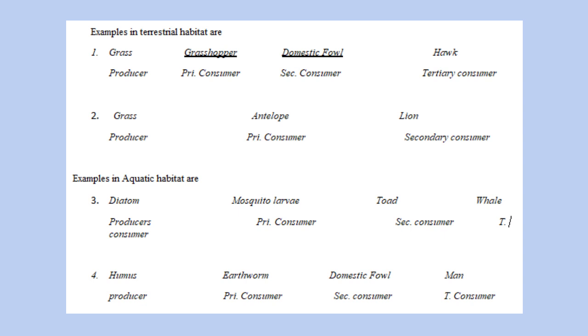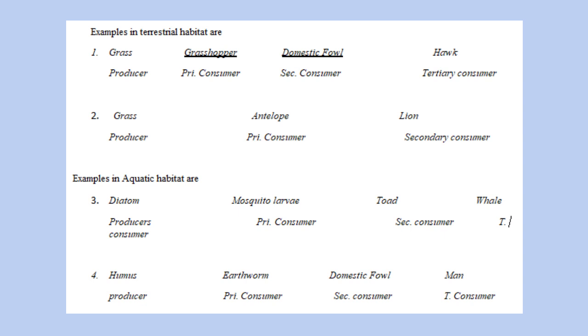Examples in terrestrial habitats are grass, grasshopper, domestic fowl, hawk: producer, primary consumer, secondary consumer, tertiary consumer. Grass, antelope, lion: producer, primary consumer, secondary consumer.